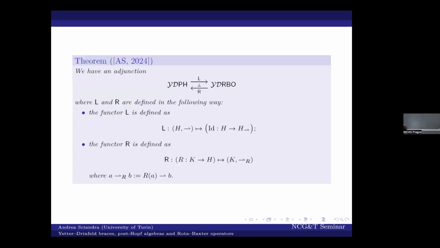And now we are able to give this adjunction between Drinfeld post-Hopf algebras and Drinfeld Rota-Baxter operators that mimics, in fact, the theorem that we saw before, so between Lie algebras. So when you start with the Drinfeld post-Hopf algebra, your Drinfeld Rota-Baxter operator is just given by the identity from H into the subjacent Hopf algebra.